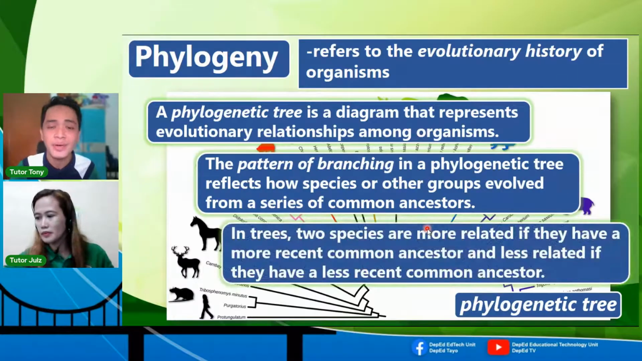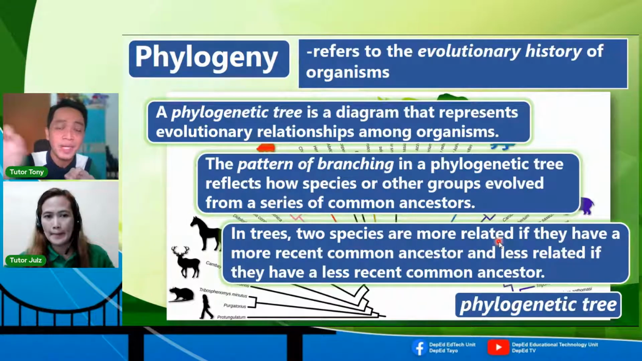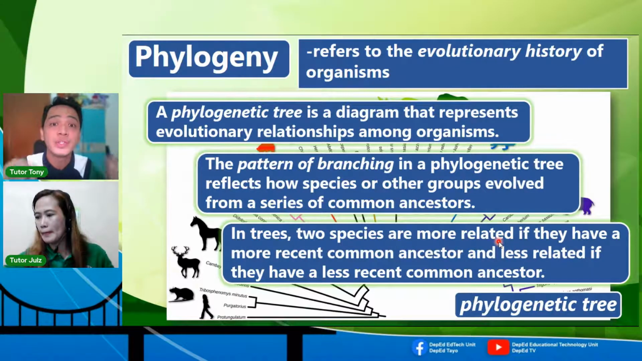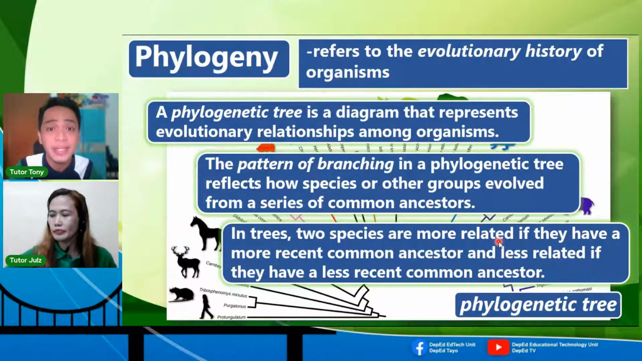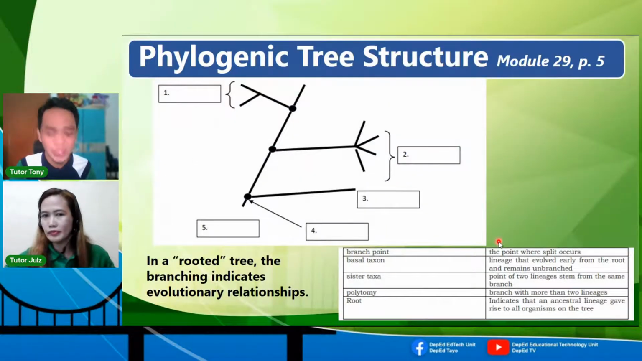And then finally, you also have to remember, sa mga trees na yon, two species are more related if they have a more recent common ancestor. Kung baga nag-branch out sila sa a particular location dun sa phylogenetic tree. Ayan. So tingnan natin tong structure na ito found on module 29 page 5. So I will help you out na lang with this one.